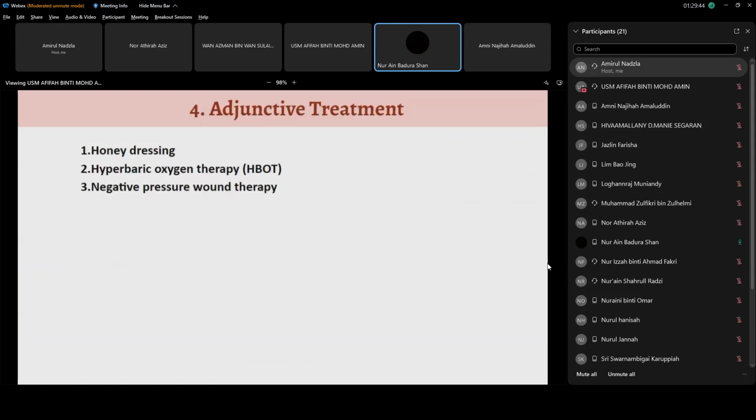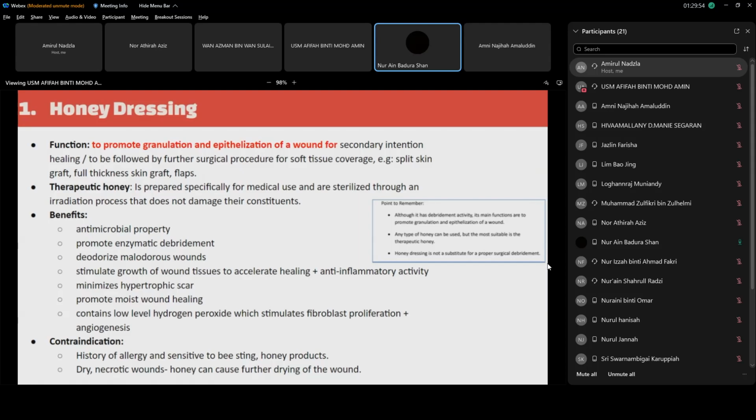Okay, next one is the adjunctive treatment. We have honey, we have hyperbaric oxygen therapy, and negative pressure wound therapy. So first one is honey. The function is to promote granulation and epithelialization of a wound for secondary intention healing, which also can be followed by further surgical procedures for soft tissue coverage like split skin graft or full thickness skin graft or flaps.